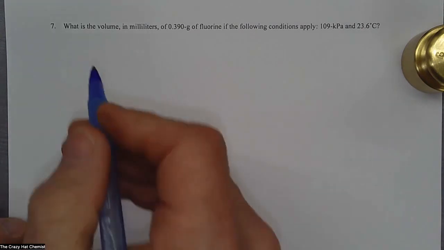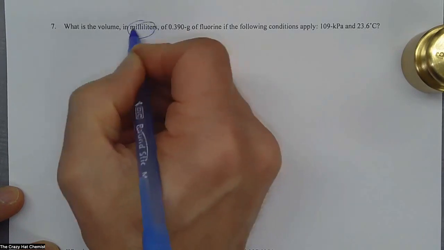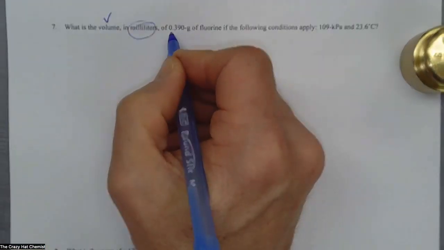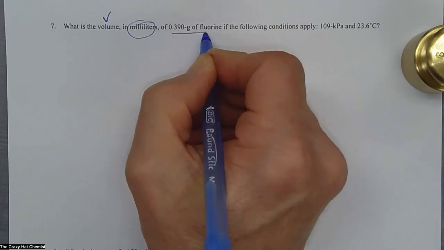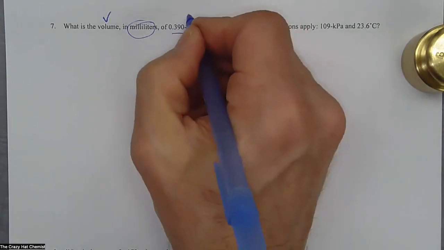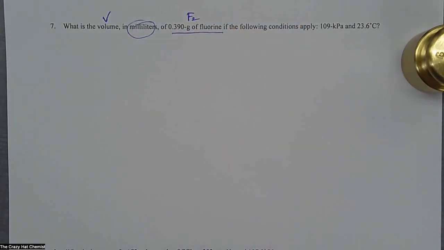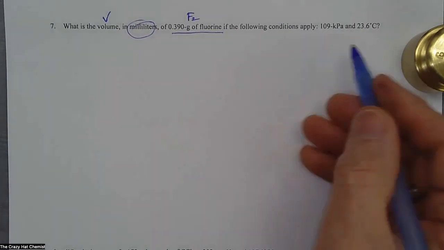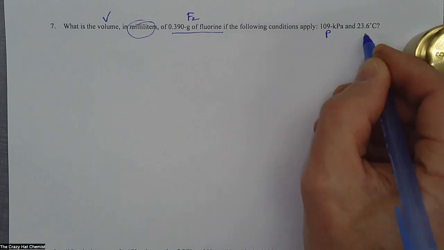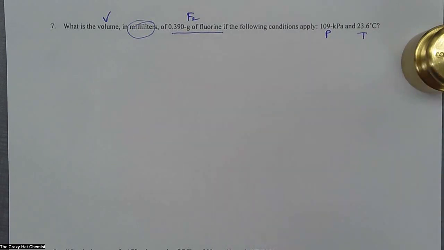So number 7, it says, what is the volume in milliliters? So we're looking for volume in milliliters. We have 0.390 grams of fluorine. Does everybody remember the formula for fluorine? Well, fluorine is one of the diatomic elements that is going to be F2, diatomic. The following conditions apply. This is kilopascals, that's a pressure, and 23.6, that's a temperature in degrees Celsius.